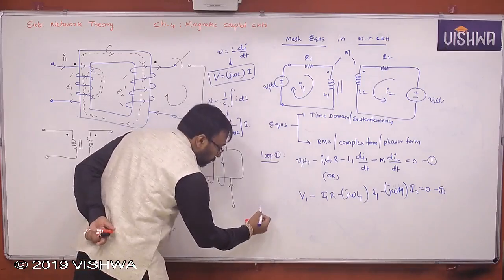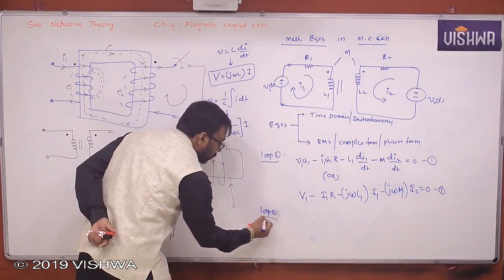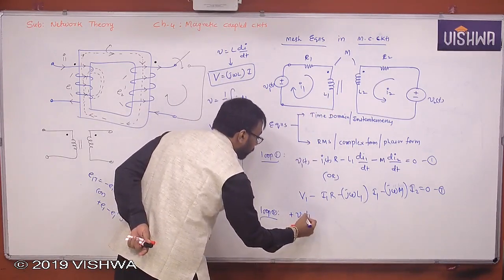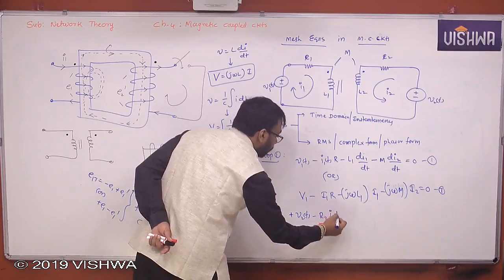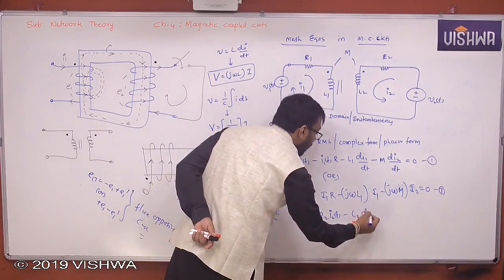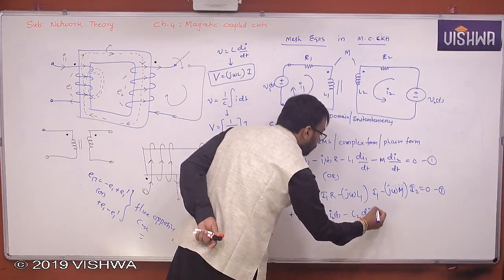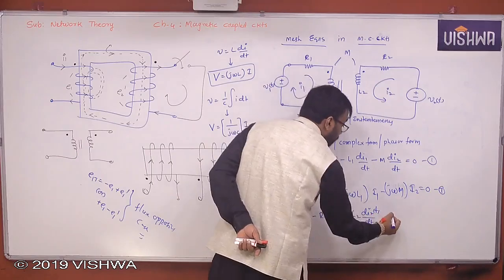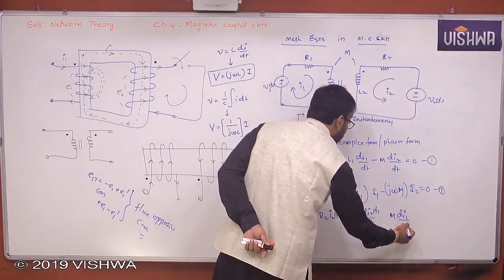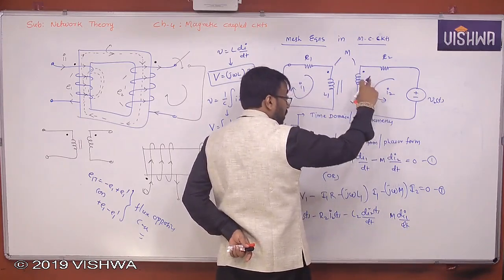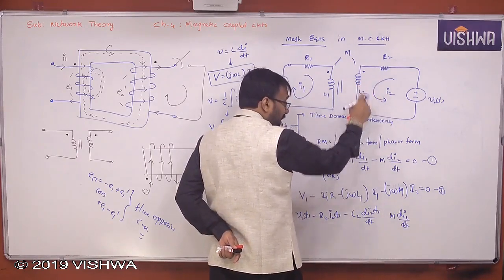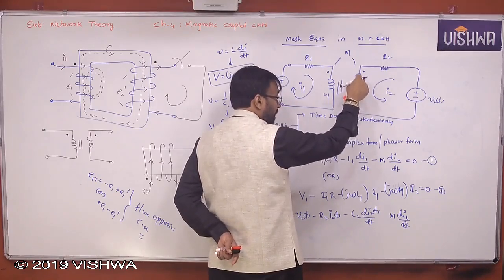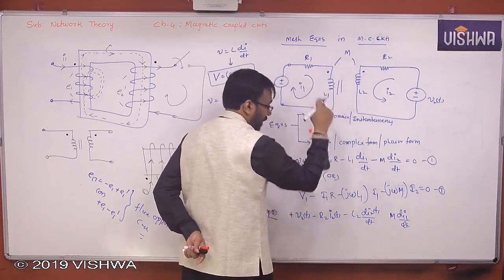Now loop 2, you can write, tell me: plus V2 of t minus R2 I2 of t minus L2 dI2 of t by dt. See, this is the self term I can write easily. But mutual again, M dI1 by dt. There are two EMFs here. One is self, the other is mutual. Self I have written already. But what is the mutual induced EMF in the secondary coil? It is the EMF induced in the secondary coil due to the current flowing through the primary coil.